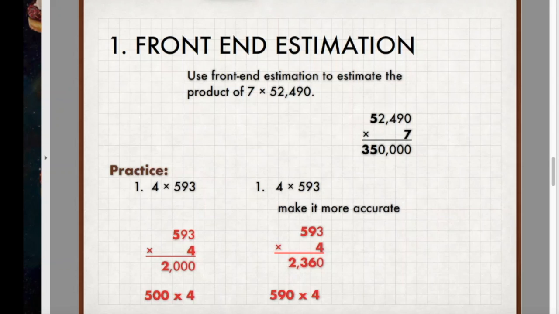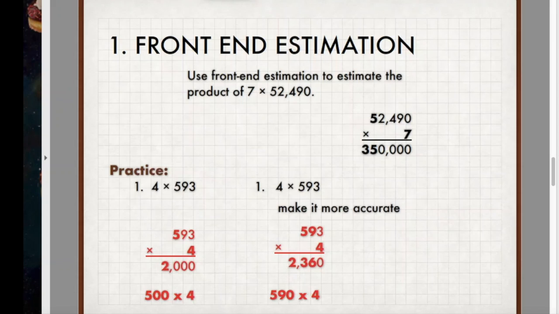We're going to go ahead and take a look at the placeholders. Because it's 52,490, we have a 2, 4, 9, and 0. So basically, that's going to be 4 zeros. 5 times 7 is 35, and then we have our 4 zeros.